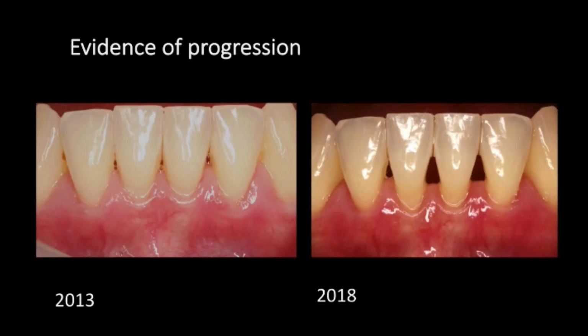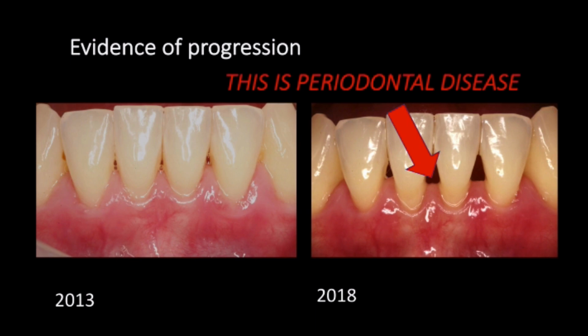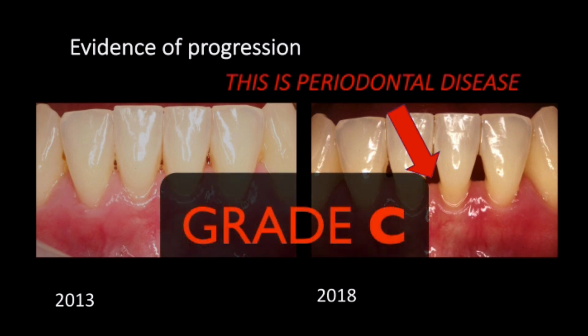Sometimes progression is pretty fast for a young patient. Okay, so this is a periodontal disease. This is not a mucogingival problem. This is interproximal bone loss, and we have clinical evidence that this is a pretty fast rate of progression. This is a grade C.